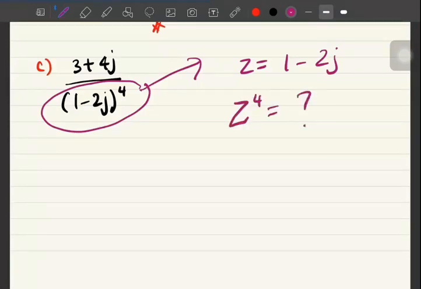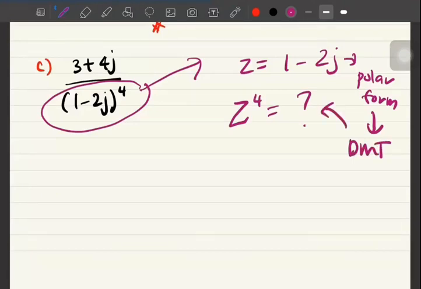Okay, so ni kena tukar dulu dalam polar form. Baru you boleh pakai DMT, De Moivre theorem, so that you get this answer. Okay, so bila dah dapat Z kuasa 4 ni, you masukkan balik dalam you punya soalan ni. Okay, so let's say, saya contoh nanti awak kira lah, let's say you dapat 3 tambah 4J, let's say Z kuasa 4 ni bila you kira you dapat 1 tolak J, contoh.